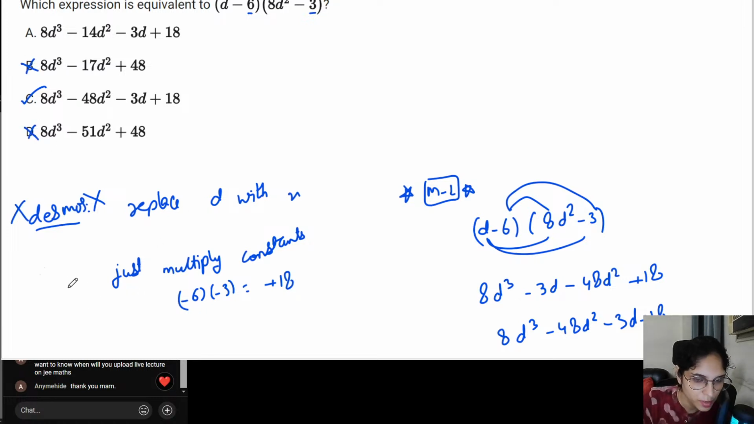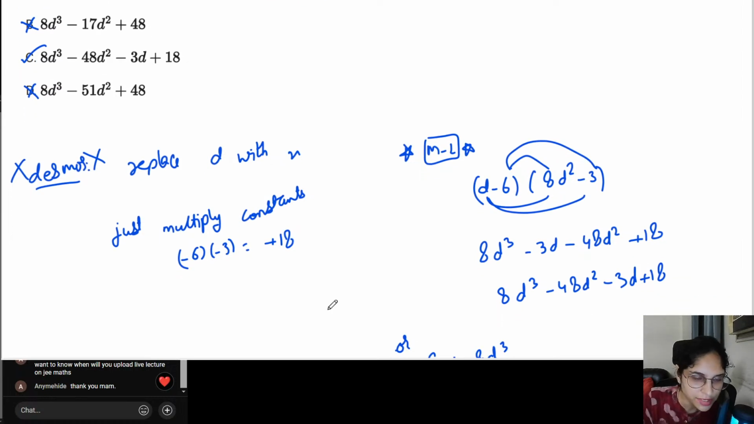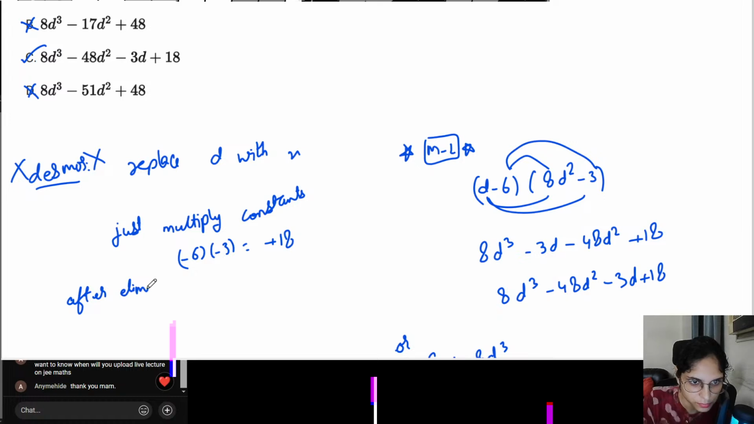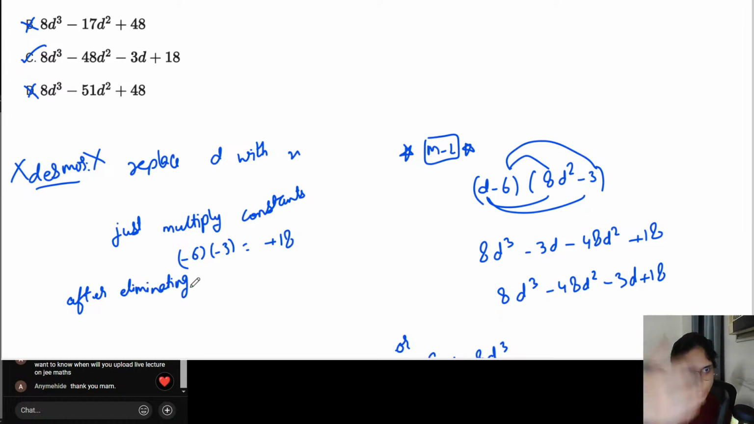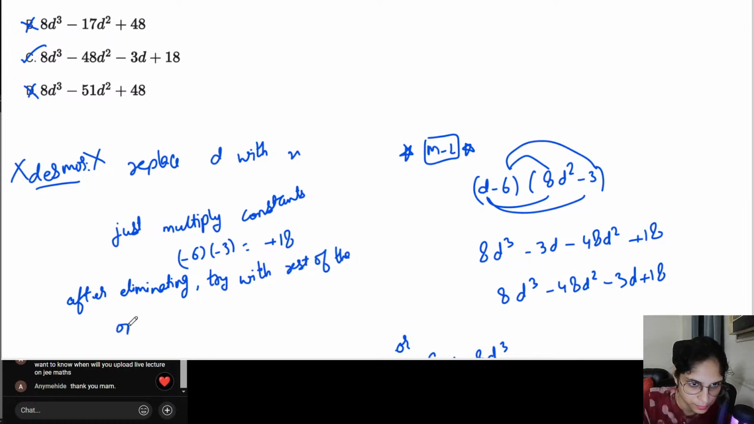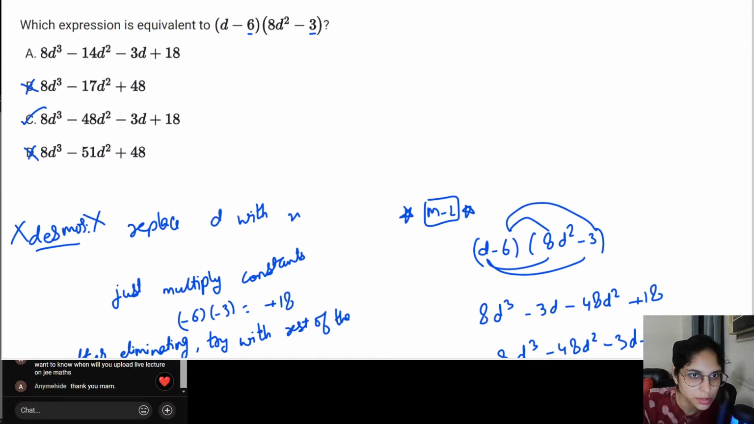Now, after eliminating, you can check. This is easier because you won't have to type all 4 options. You will just have to type 2 options. Eliminating, try with, and sometimes only one option will be left. This is what I recommend.